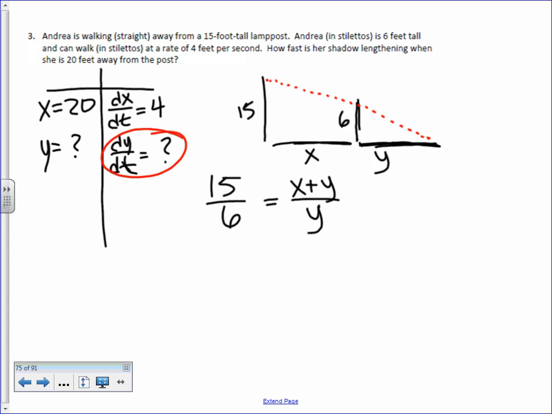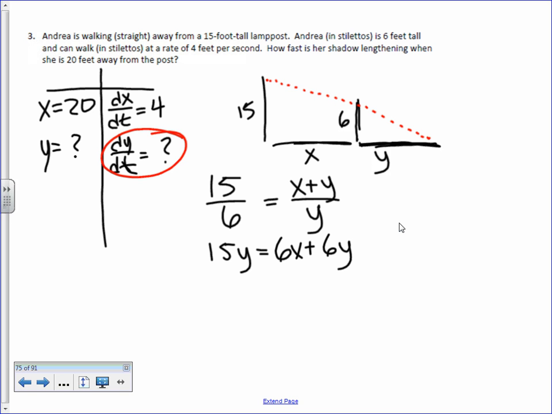Okay, so now before I go ahead and take the derivative of this so I can get some dx dt's, dy dt's, I better get some dy dt's in here since that over here is what I'm trying to find. I better take the derivative so I can have some dy dt's. I don't really want to do quotient rule, so I'm just going to multiply both sides by y and both sides by 6, so that I get 15y equals 6x plus 6y.